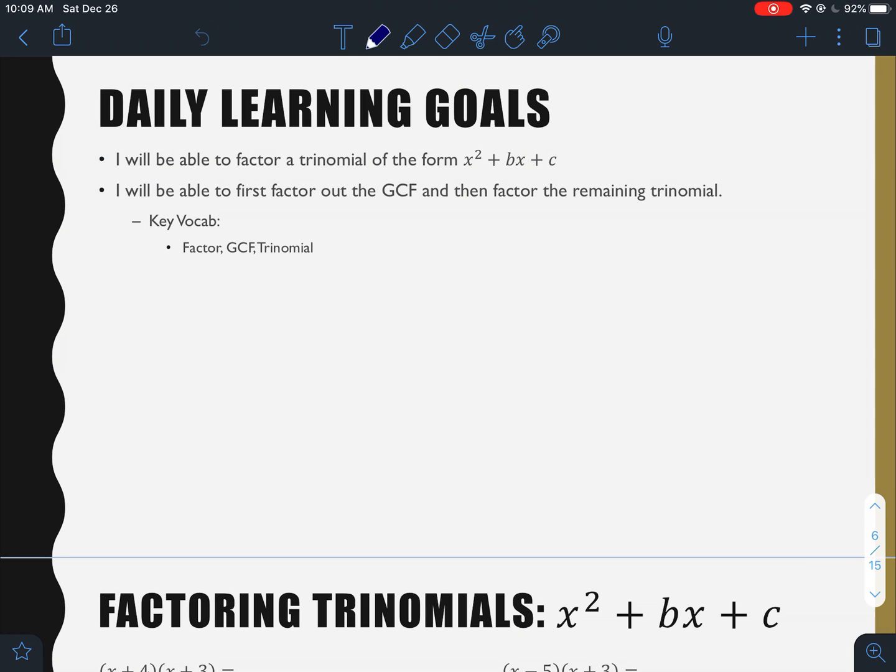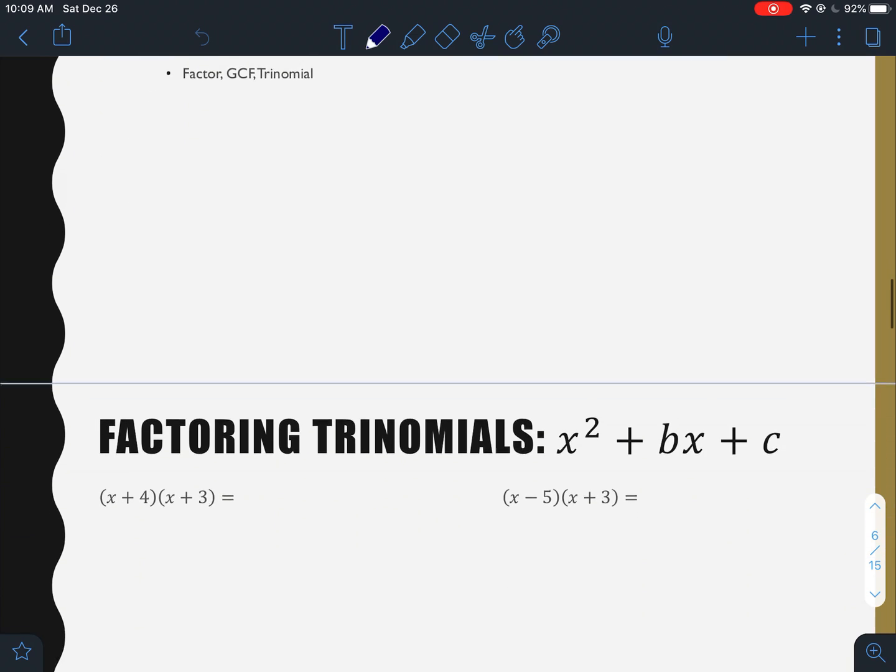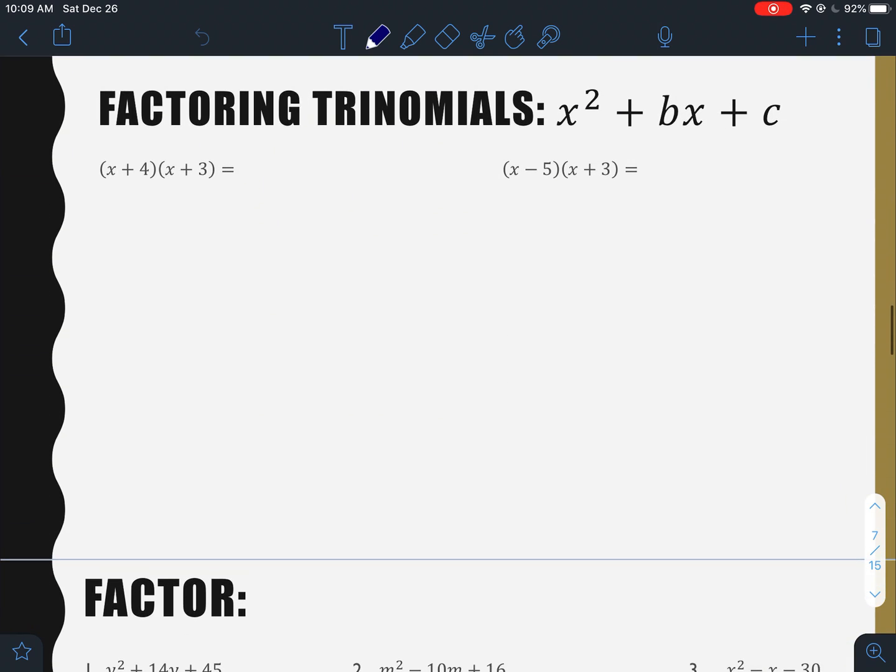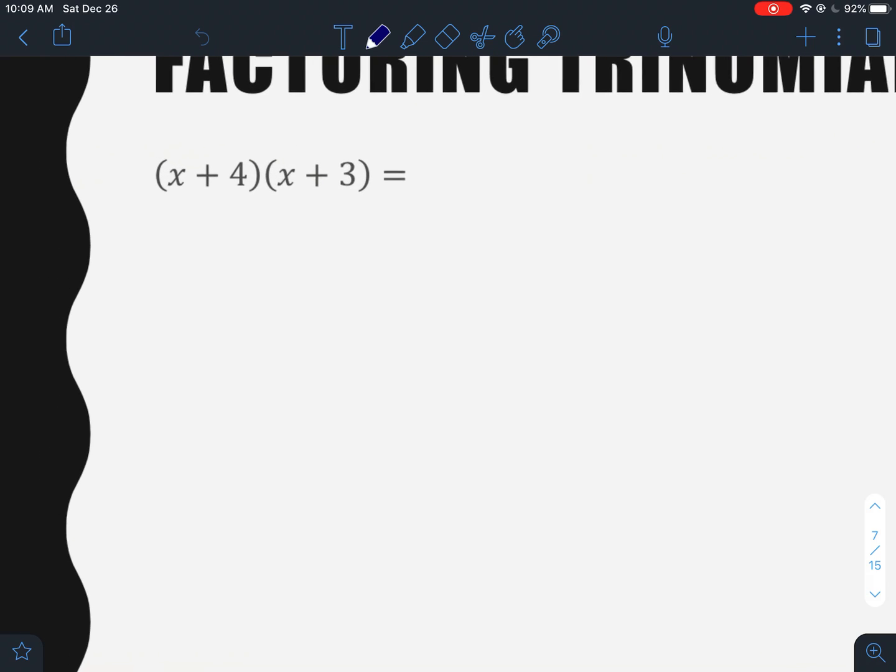So today, we are going to learn how to factor trinomials of the form x squared plus bx plus c. We will learn a couple different methods for doing this, and then we're also going to learn how to factor out a GCF first and then factor the remaining trinomial. All right, so factoring trinomials when it's x squared plus bx plus c.